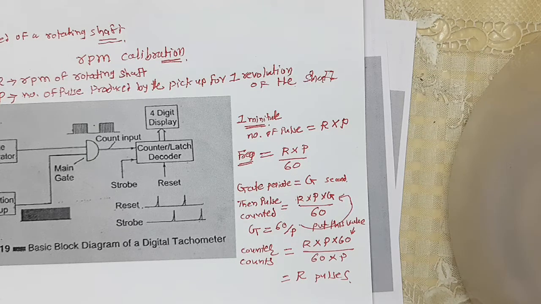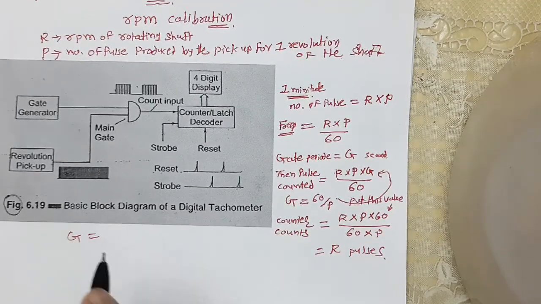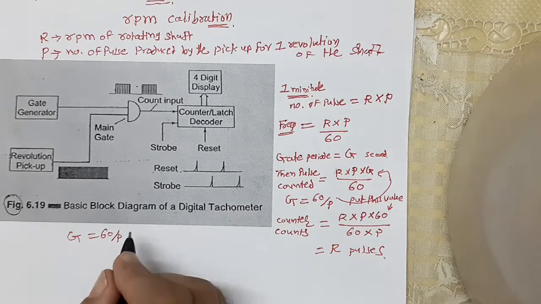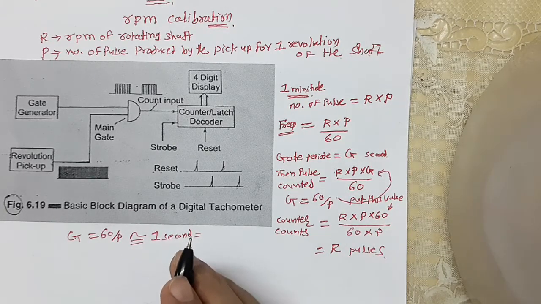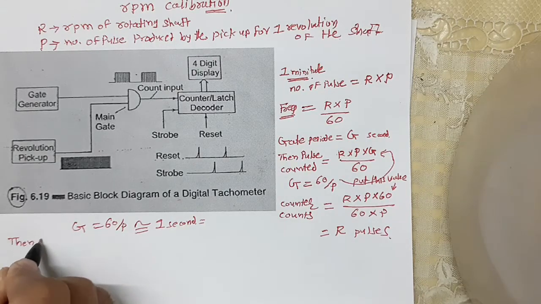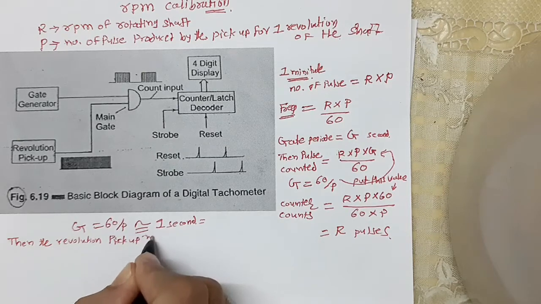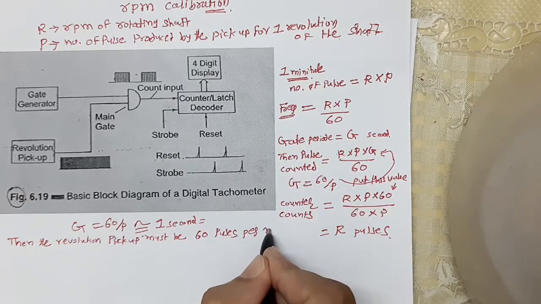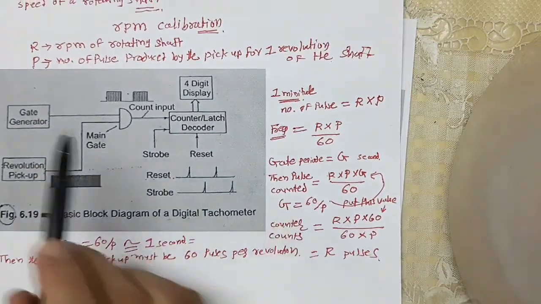So the relation between the gate period and the number of pulses produced by the pickup is G equal to 60 upon P. And if we fix the gate period as 1 second, then the revolution pickup must be capable of producing 60 pulses per revolution. Very simple calculation.